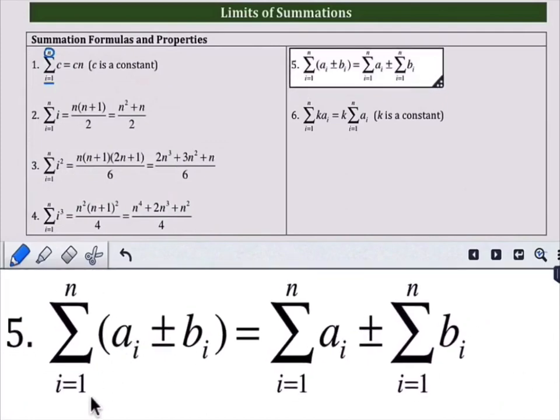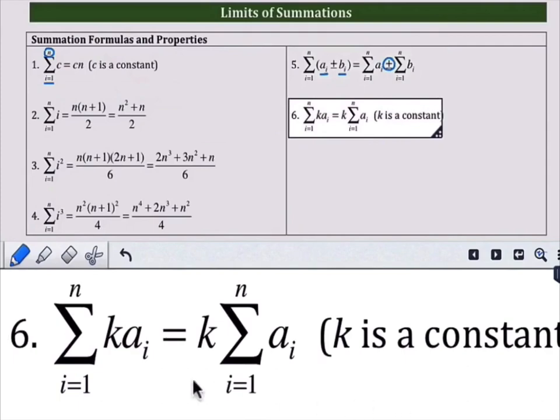Now, we also have a couple properties here. This is the sum as i equals 1 to n of (a sub i plus or minus b sub i). If we have two functions added or subtracted, we can split them at the addition and subtraction and find each sum separately. In number 6, the sum as i goes from 1 to n of k times a sub i, where k is a constant, you can just factor out that constant and then find the sum of your function a sub i.